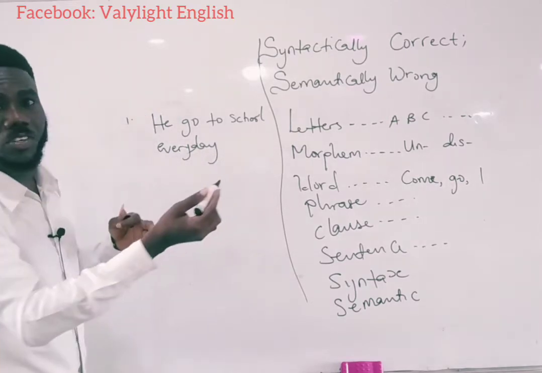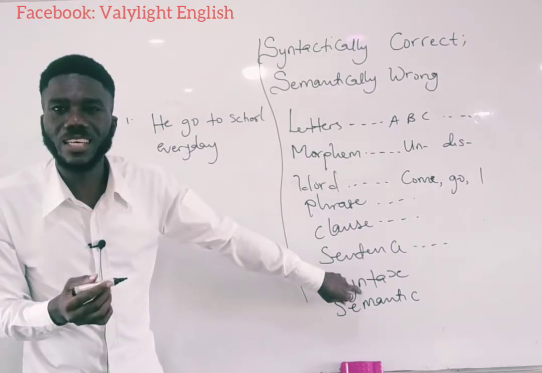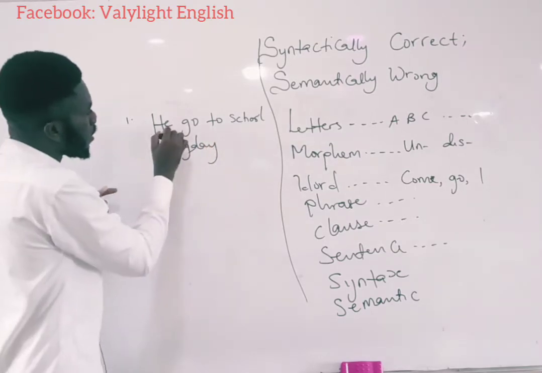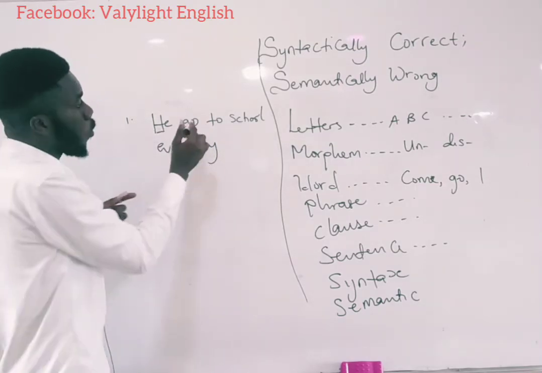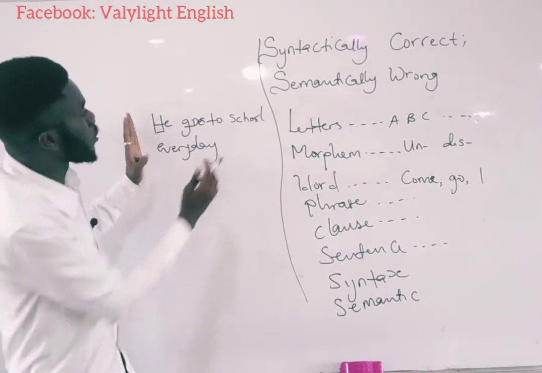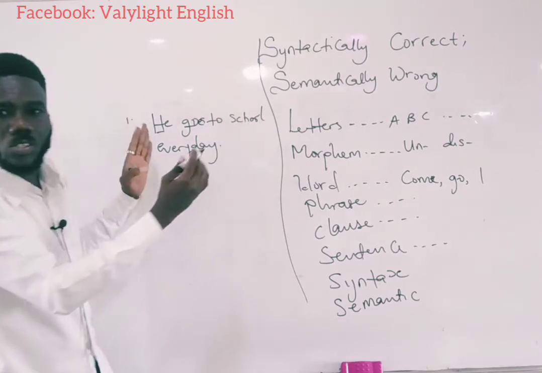He goes to school every day. This is not correct. It is not correct syntactically. Why? Because this sentence is not well structured. He is supposed to attract a singular verb. So what you are expected to have here should be "goes". He goes to school. Now, this sentence becomes syntactically correct here. It is now well structured.